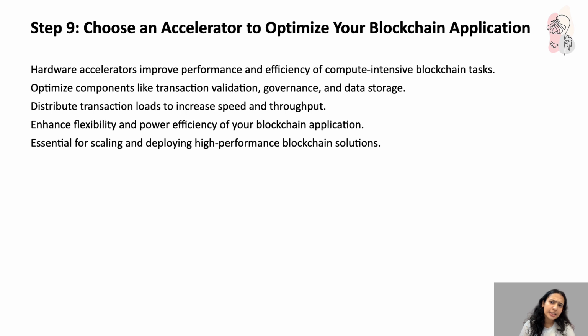And how do they do that? They offload work like transaction validation, data storage, and governance functions, distributing that load and taking it off the chain, which gives you faster processing and higher throughput. The benefits don't stop at speed. Accelerators can also improve power efficiency and give you flexibility, which becomes crucial when you're scaling a blockchain application for real-world high-performance use. So if you want your blockchain solution to move from experimental to enterprise grade, hardware accelerators don't just become optional, they become a necessity. They are so essential.